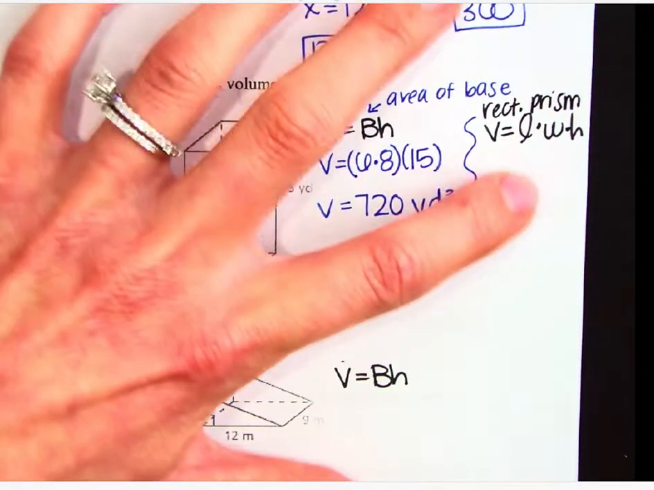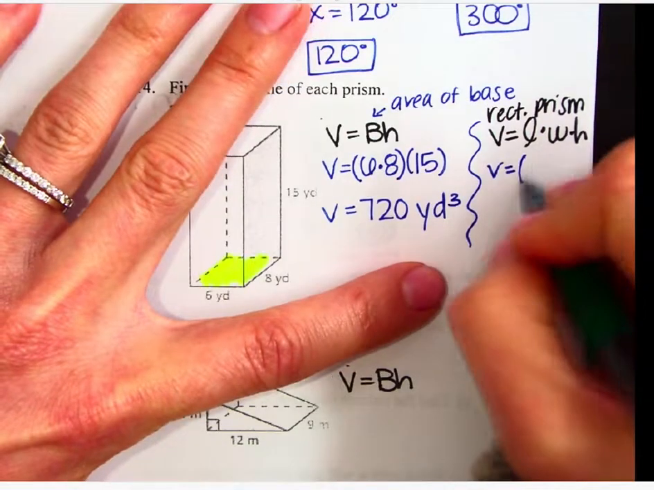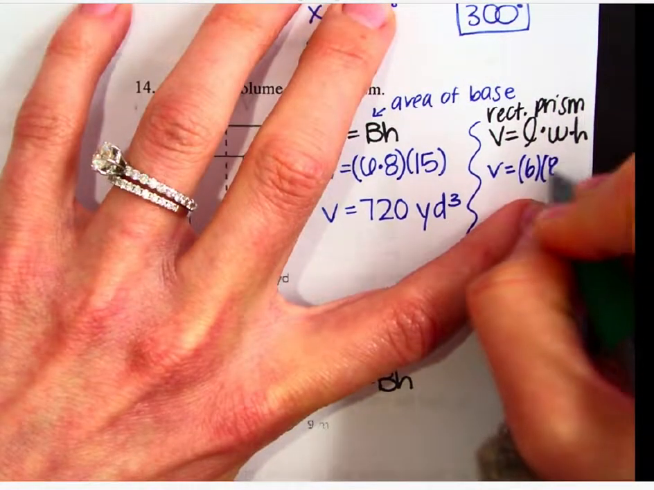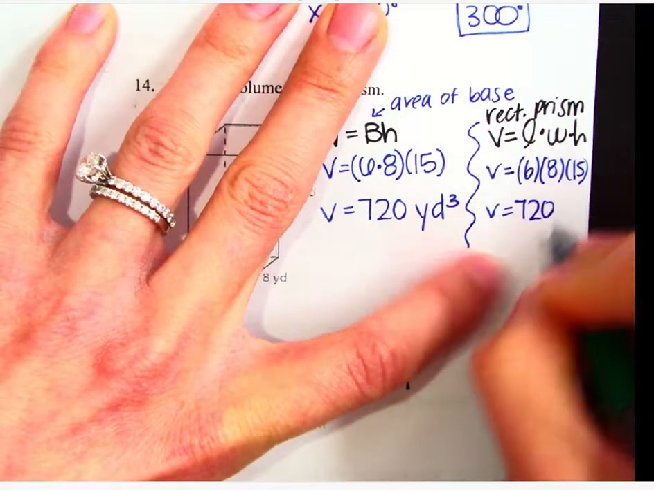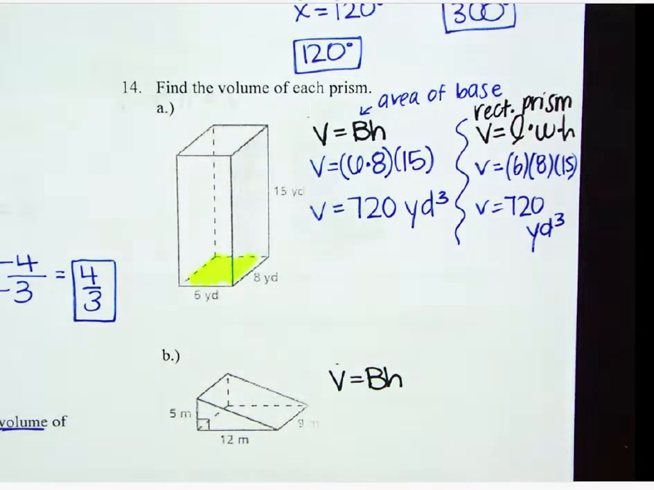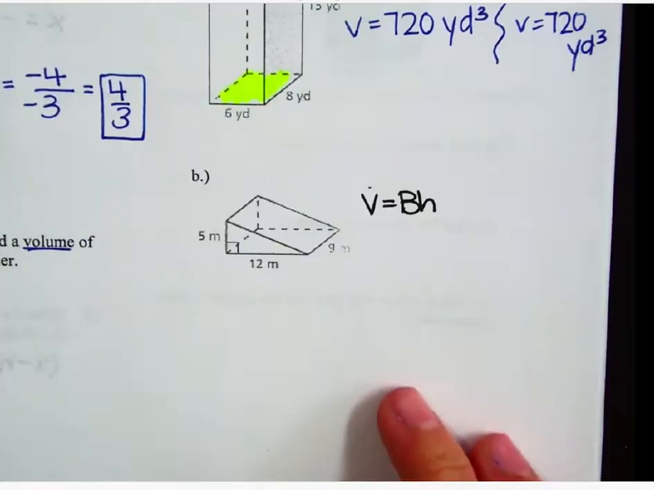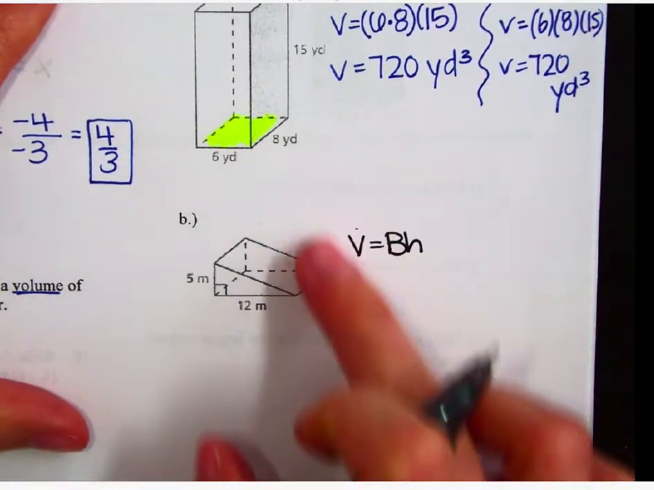Okay, so you can just use this one where you just multiply length, width, and height, which is the same thing we did, 6 times 8 times 15, and you end up with 720 cubic yards. So either way.